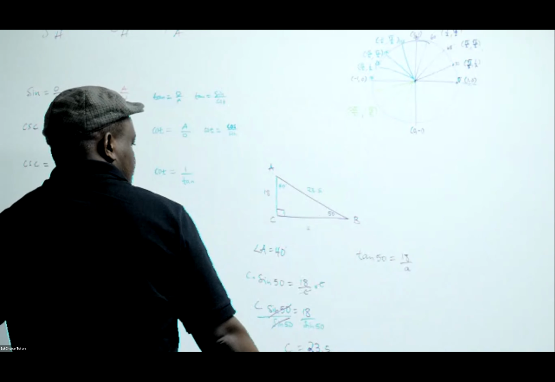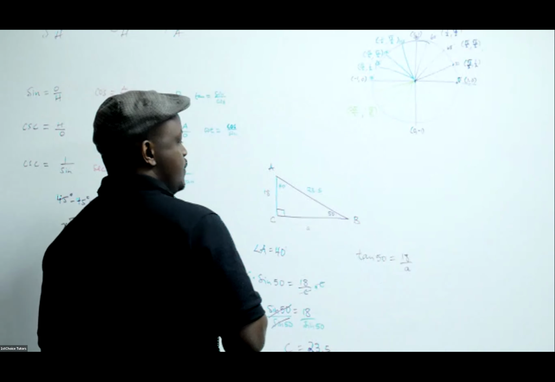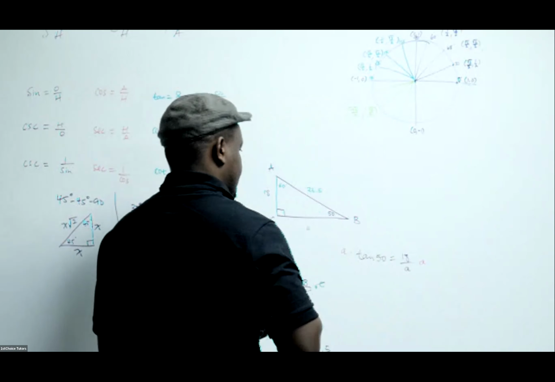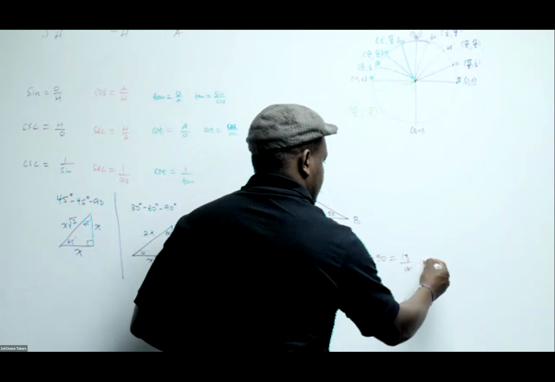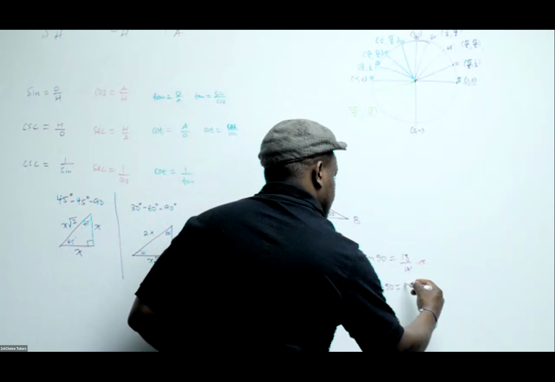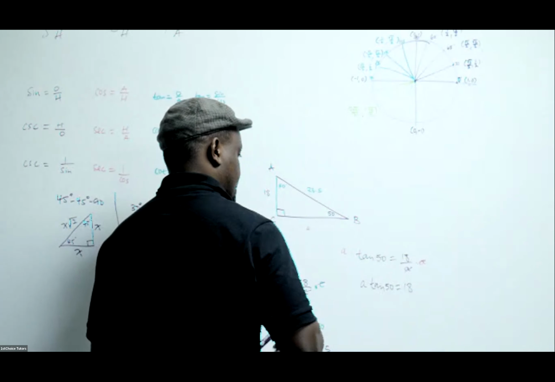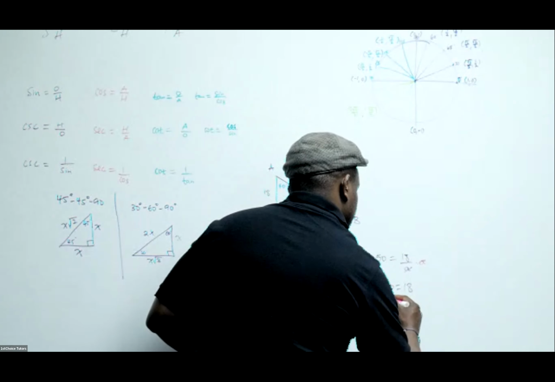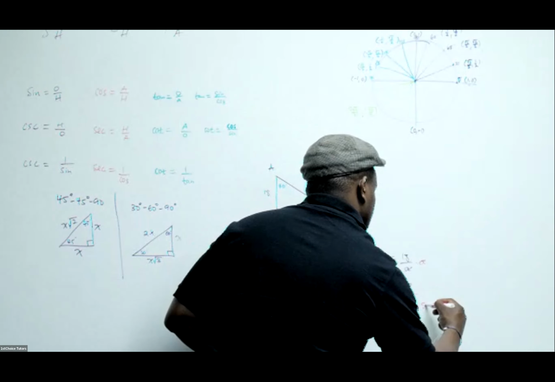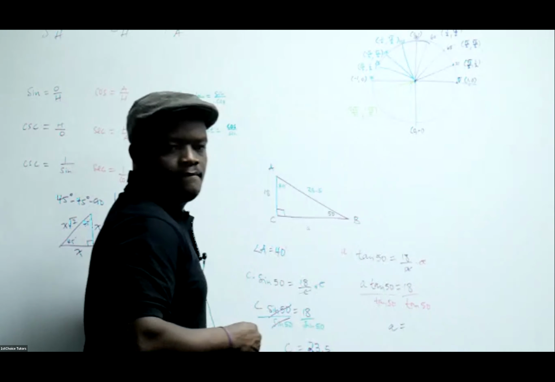You need to get A by itself. So what do you do? Multiply A times A times A. It's easy. So it'd be A tangent 50 equals 18. Then divide by tangent 50. Very good. And then that leaves you with A equals 18 over tangent 50.